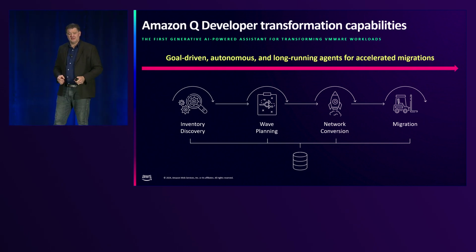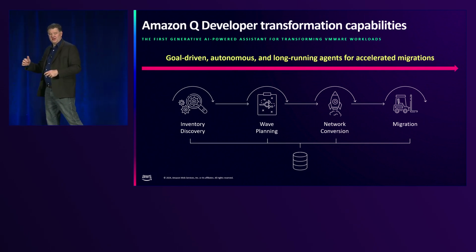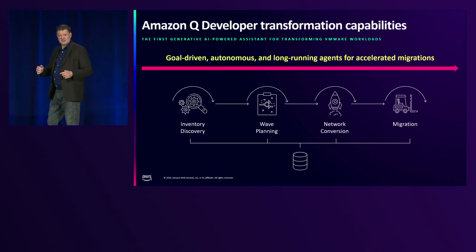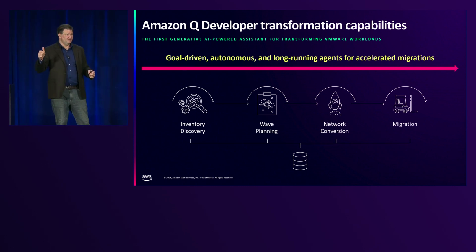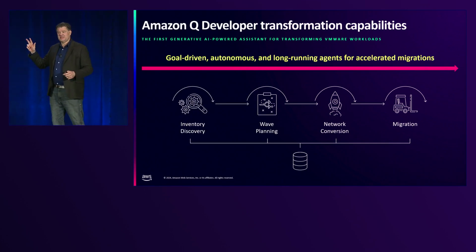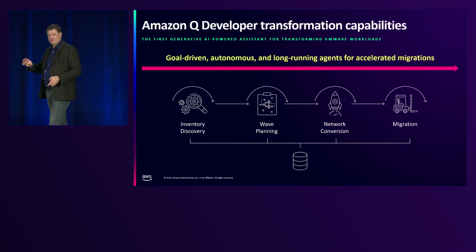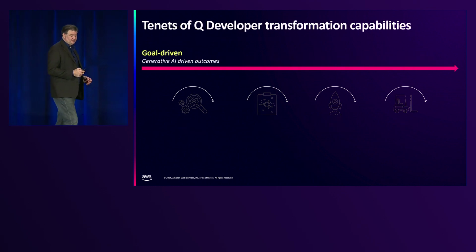So the first tenet was goal-driven. Okay, and I'll explain more about that in the coming slides. The first one was goal-driven. The second tenet was we wanted to automate more. We wanted to be super, super automated. The third one was we wanted seamless integration. And the fourth one was we wanted to keep a human in the loop. So let's dive into those 4 key points and see what that means.